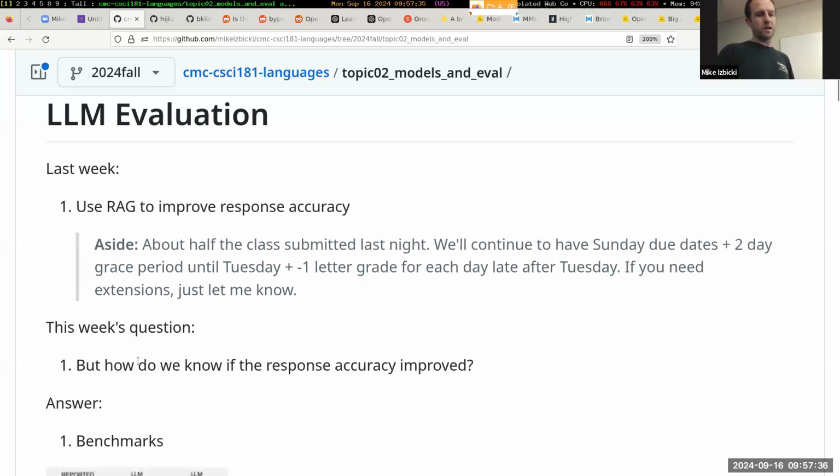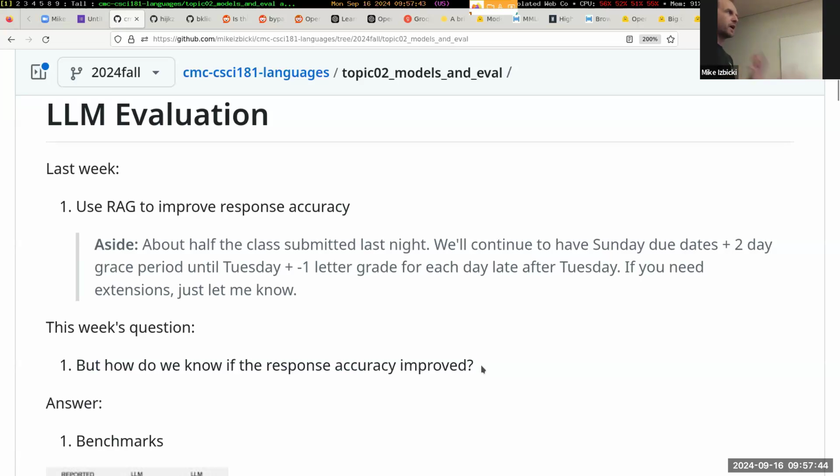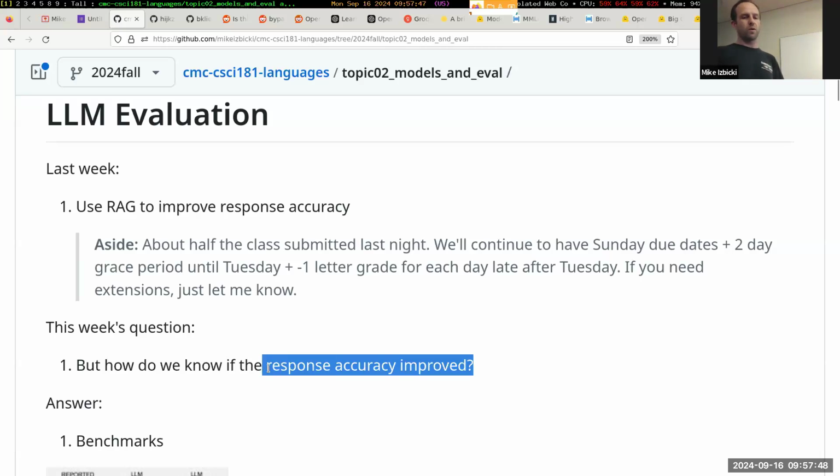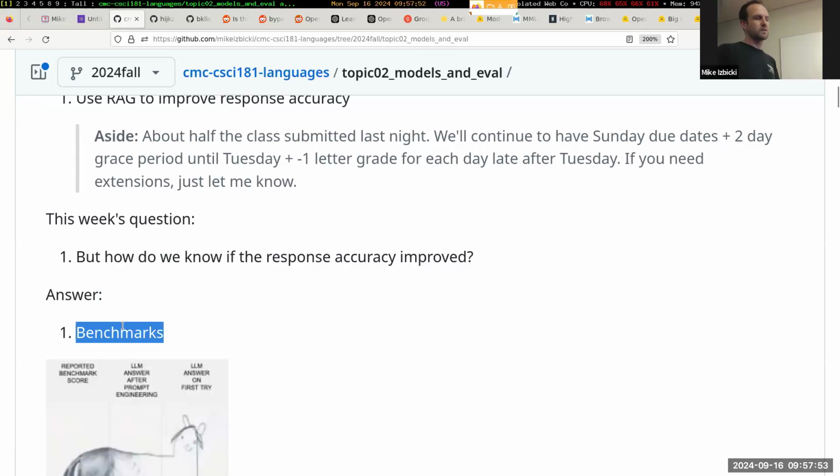But this week, what we're going to talk about, and people asked this sort of question a lot last week and the week before, is how do we actually know that our models are doing well? Like if we do all this time prompt engineering or whatever we're doing, how do we know that that was worth it? And the answer is that we are going to benchmark our models. So this week we'll be talking about how we benchmark those models and how we actually measure that we're making improvement and actually make that improvement.